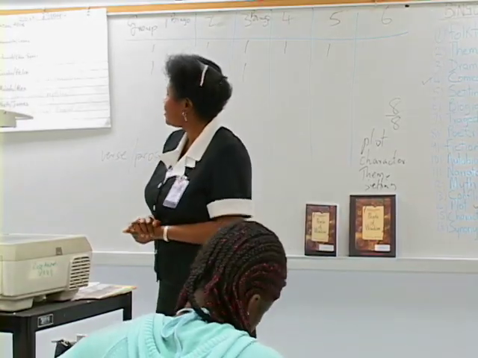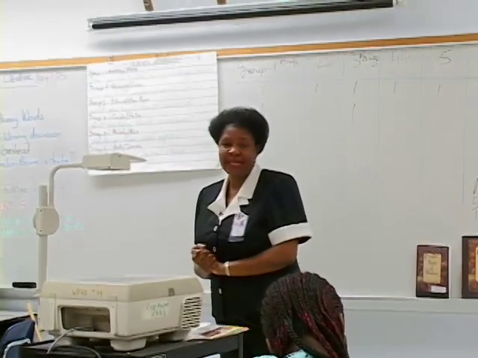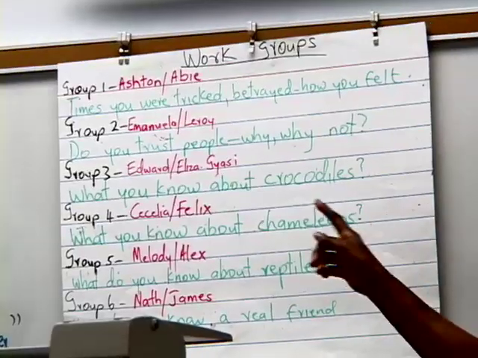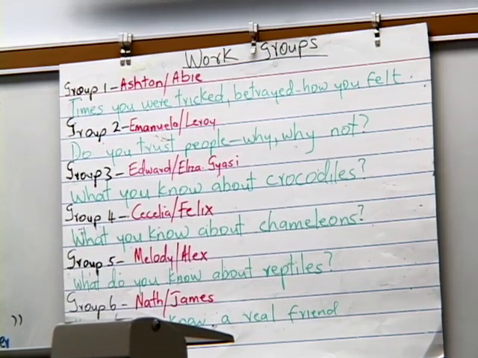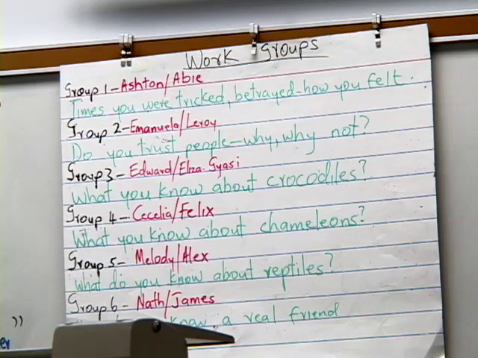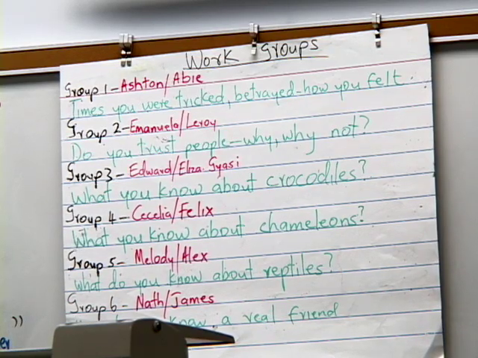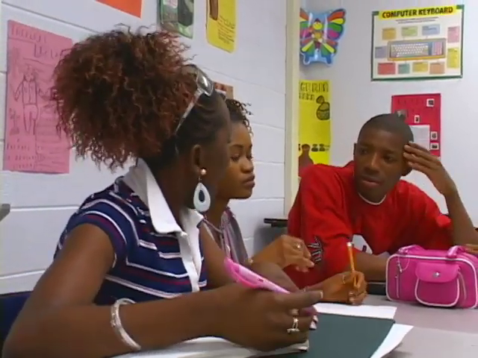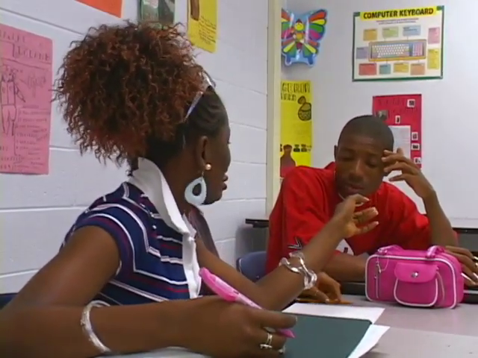So let's go to the next thing, which is small group pre-listening discussion. And as you can see, if you look up there, you will see that I put down the different topics you need to discuss in your group. Within 2 minutes, see whether you can list a few items. Group 1, which is Ashton and Abby, you want to copy down what your question is. Times you were tricked or betrayed, how you felt. The three of you, you need to talk, discuss it, and come up with a few points, okay?